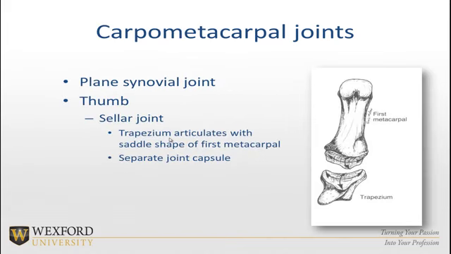The carpometacarpal joints are typically plane synovial joints, with the exception of the thumb, which is a sellar joint. And remember that the sellar joint is biaxial and will move with 2 degrees of freedom in 2 planes. So the trapezium articulates with the saddle shape of the first metacarpal, and it does have its own separate cavity from the rest of the carpals.